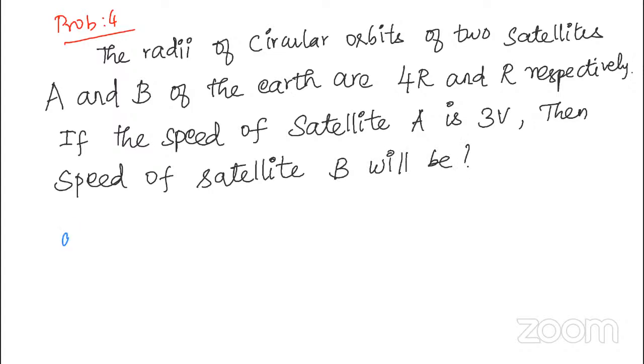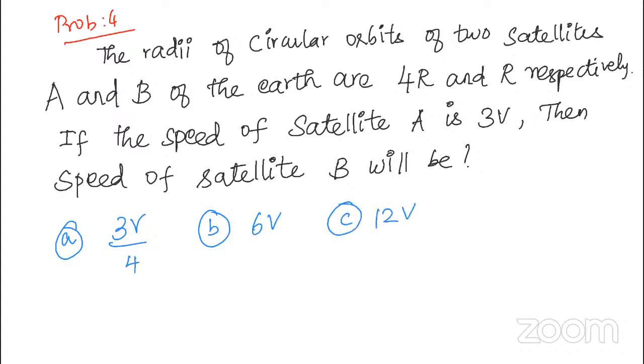The given options are: A is 3V divided by 4, B is 6V, C is 12V, and D is 3V by 2.